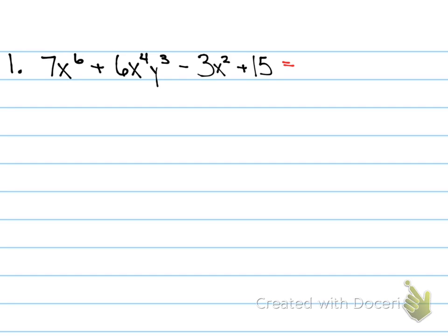All right, so go ahead now on number 1 and find the degree of this polynomial. What is the degree of this polynomial? So the degree of the polynomial, guys, is each individual term. So the degree of this one is 6. The degree of the second one is what? 7. The degree of the third term is 2, and the degree of the fourth term is 0.